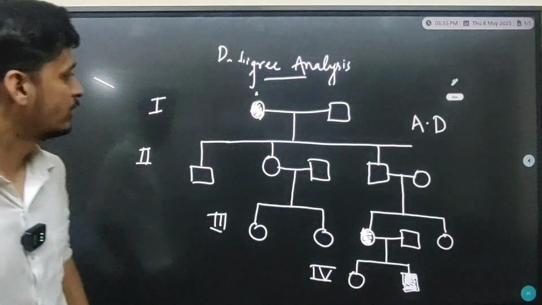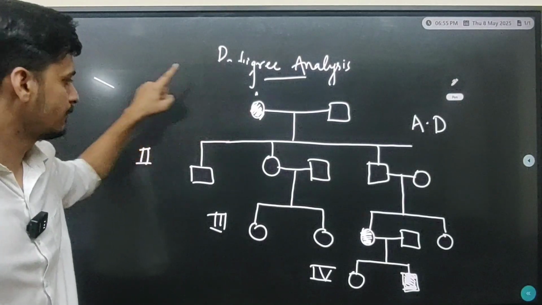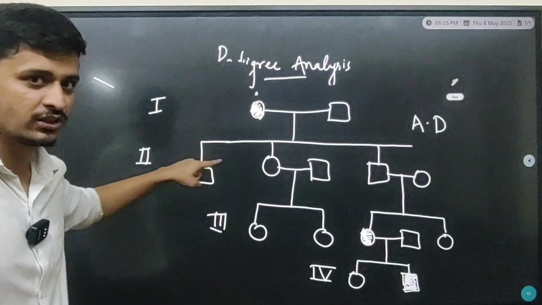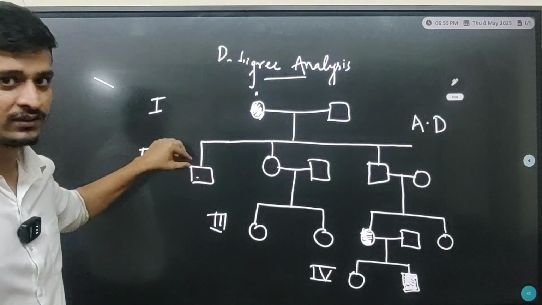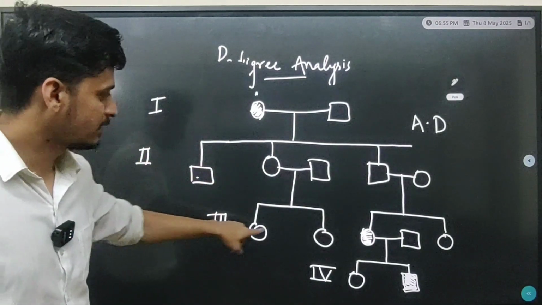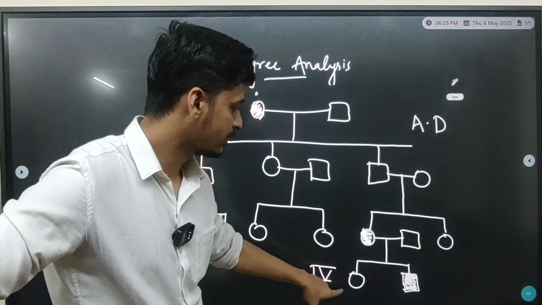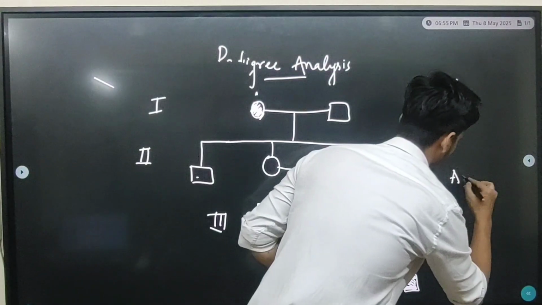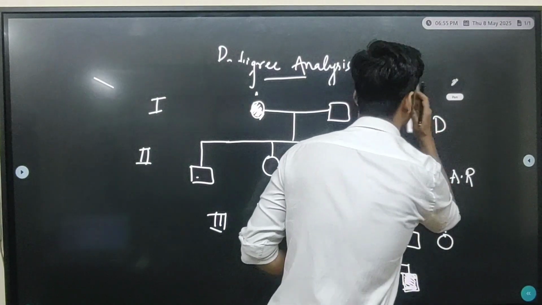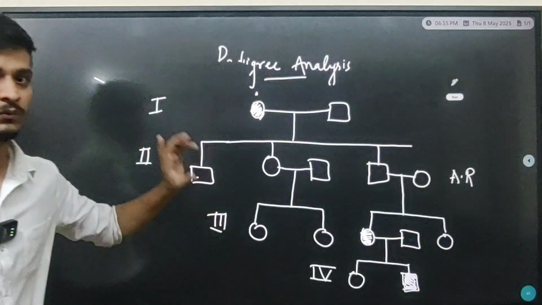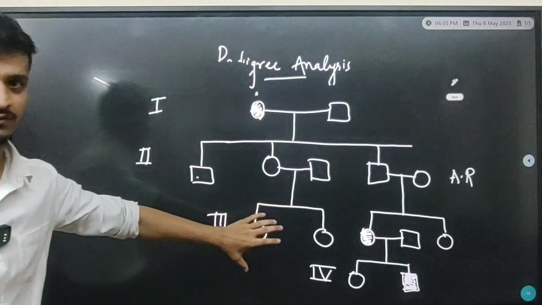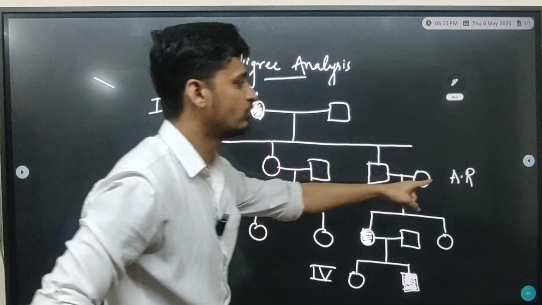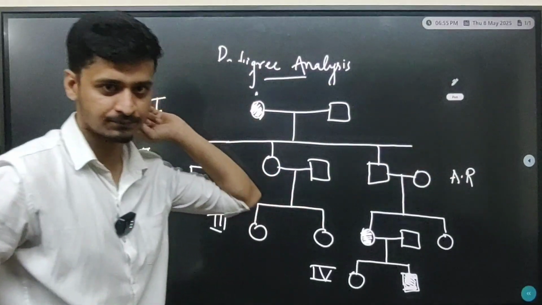Suppose your disease is present in generation 1, but absent in generation 2. In generation 2, there is no diseased individual. It is present in generation 3 and also in generation 4. So this kind of pedigree, which lacks one generation, is autosomal recessive. If in one generation there is no diseased individual, that is the autosomal recessive type of pedigree.